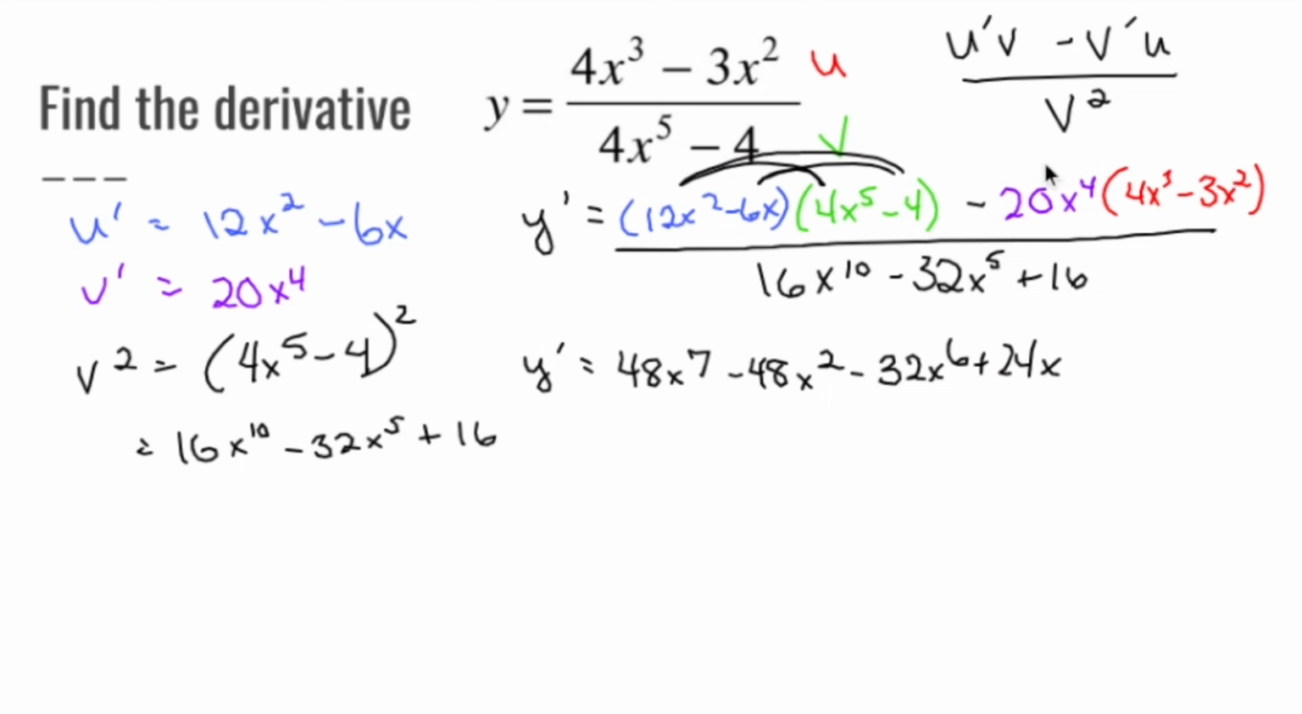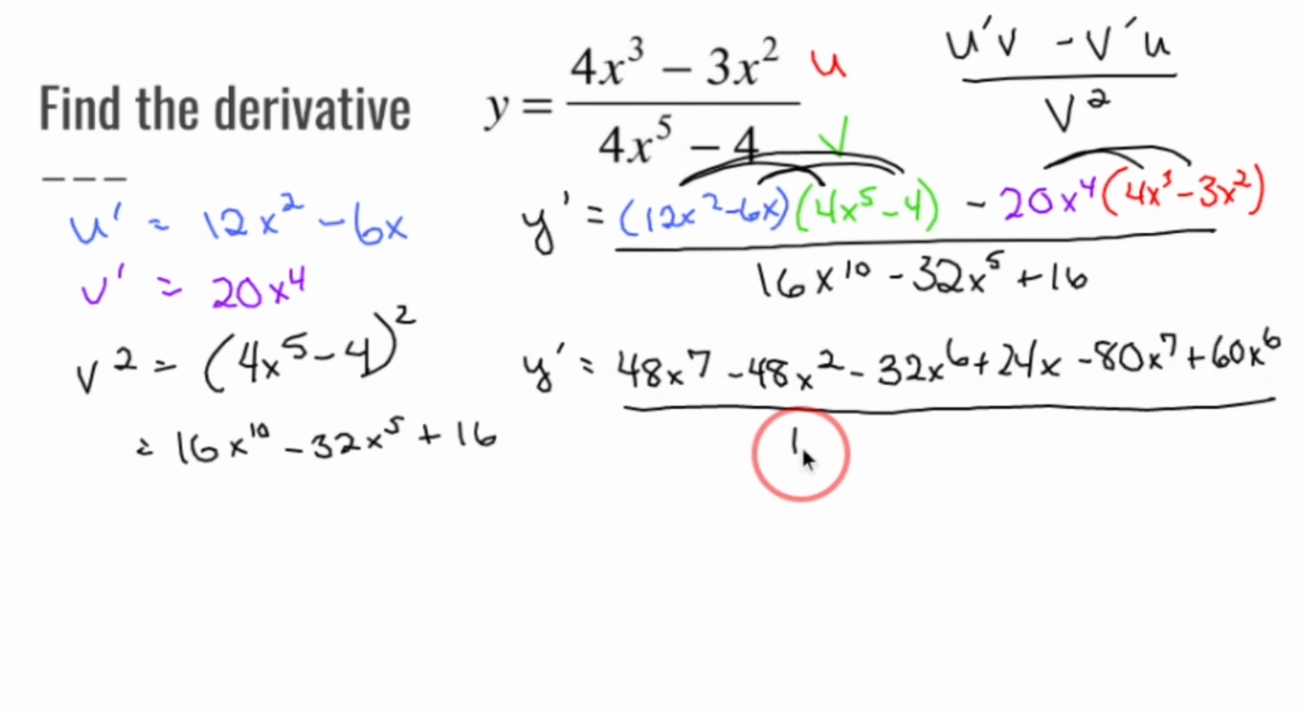This distributes, so negative 20x to the 4th is going to give you negative 80x to the 7th when you multiply it by 4x cubed. And negative 20x to the 4th times negative 3x squared is going to be positive 60x to the 6th. All of that, all of it, still over 16x to the 10th minus 32x to the 5th plus 16.